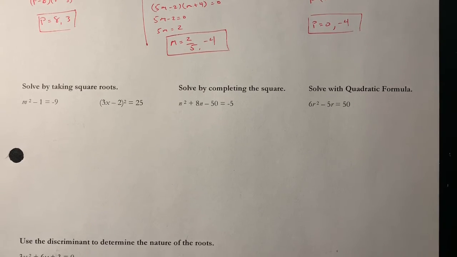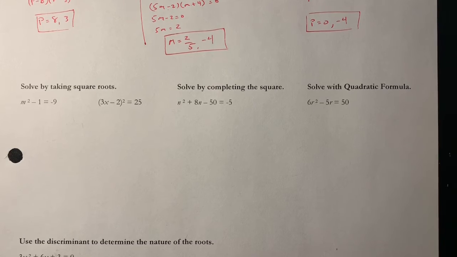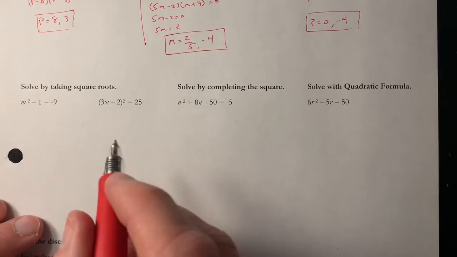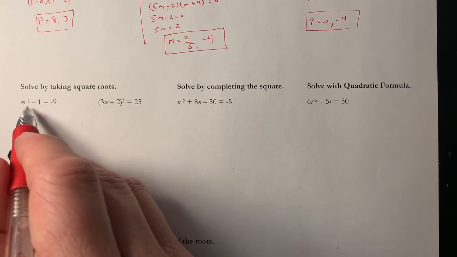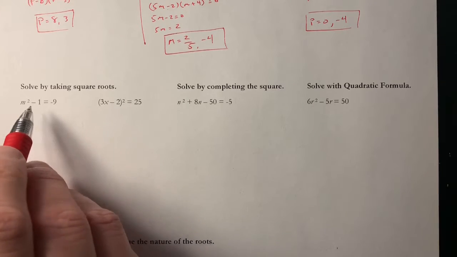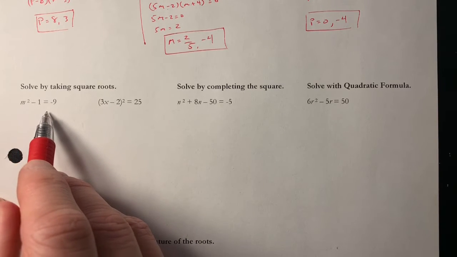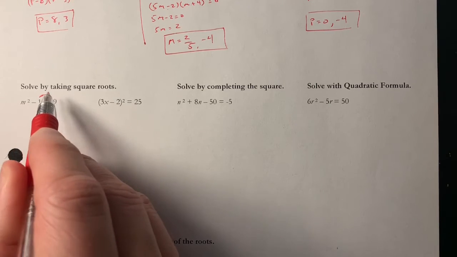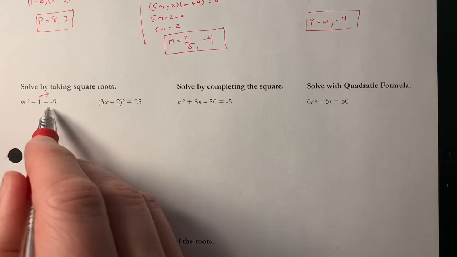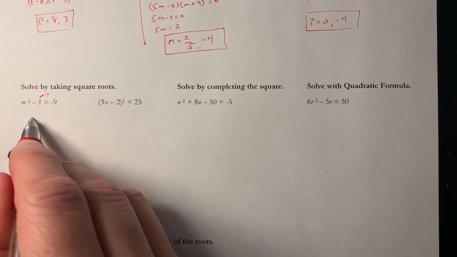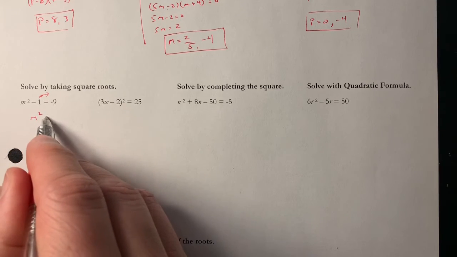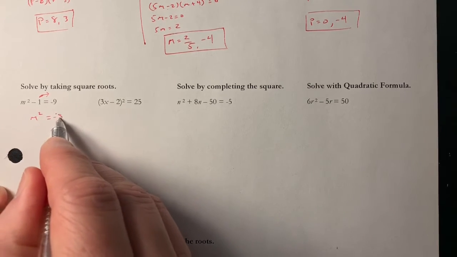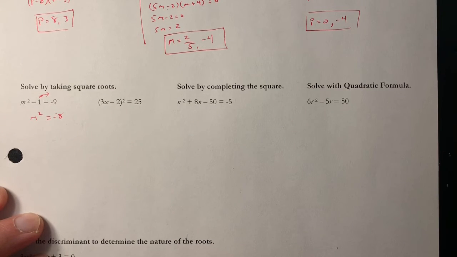Next up, solving by taking square roots. To take square roots, notice I have an m squared term but not an m term. So I'm not going to get everything to one side this time. I'm going to move this negative 1 over, so I'm going to add 1 to both sides. Negative 9 plus 1 is negative 8. So m squared equals negative 8.